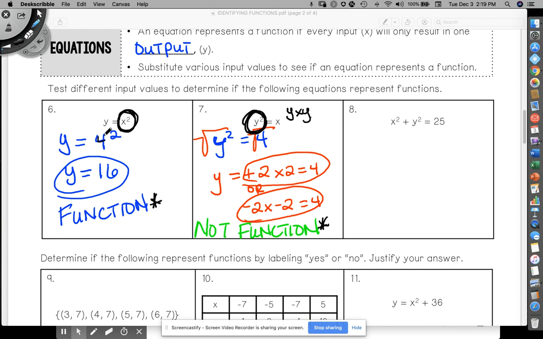Like I can have 4 times 4. That's what I mean by 2 x's, but I can't have 2 possible answers, and the y is the answer. So anytime you see a y squared, game over. It's instantly not a function. So let's look at number 8. We don't even need to do any math. If you notice, right away we have a y squared. So automatically, this is not a function.